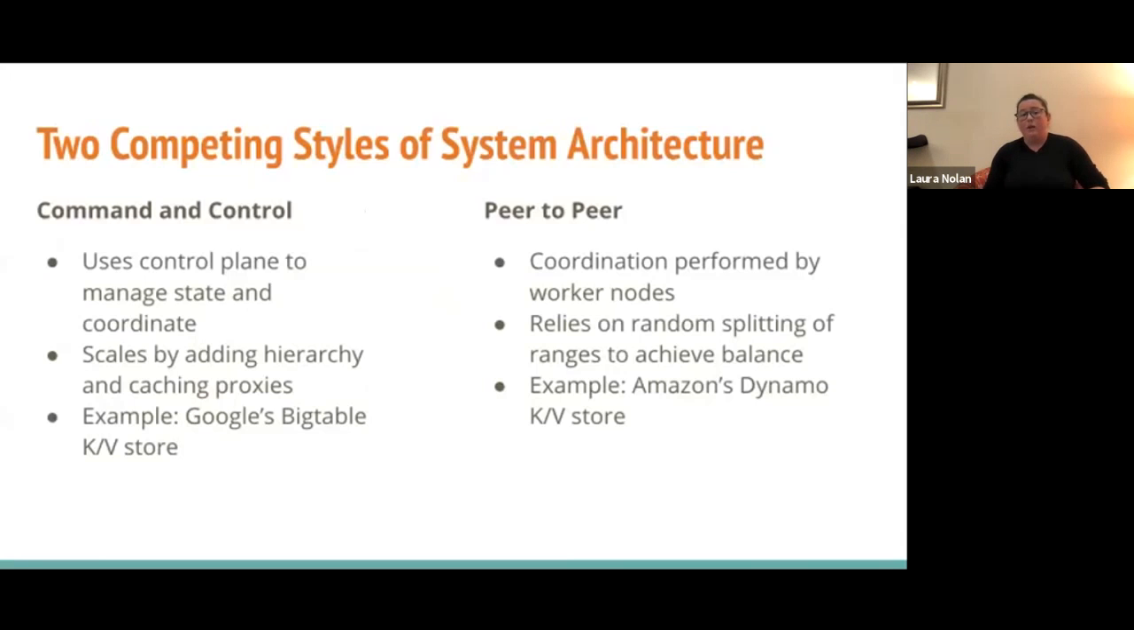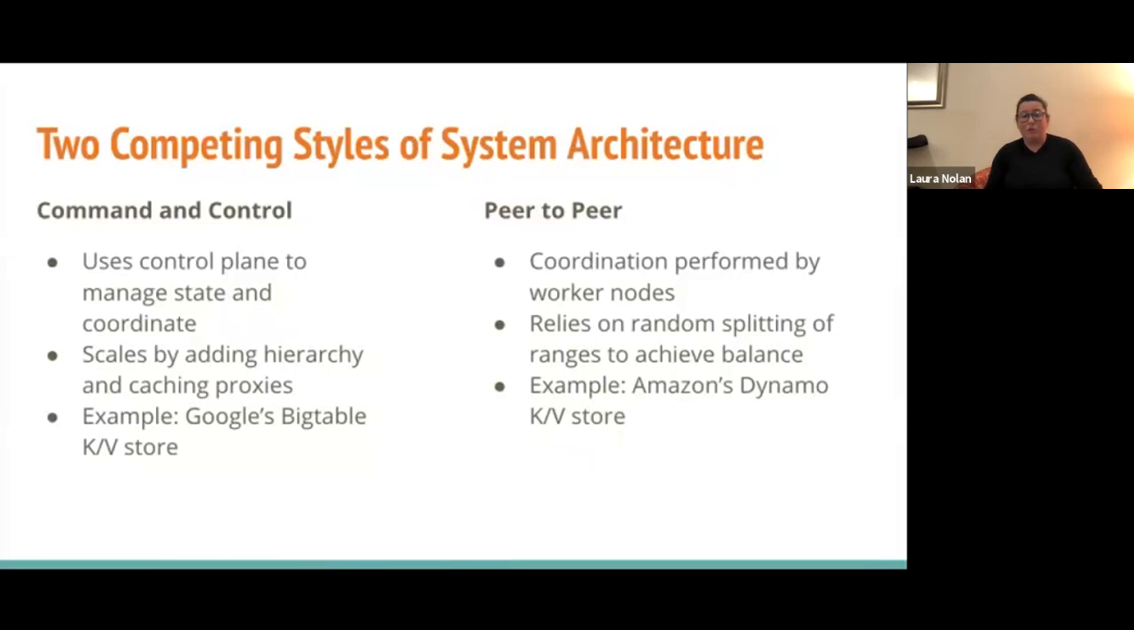So your command and control architecture, you have some sort of distinct control plane. You scale by adding hierarchy, maybe caching proxies. An example of this is Google's Bigtable key value store. Then peer-to-peer, you've got coordination performed by the worker nodes, so you don't have any special controller node. You do random splitting of ranges, using techniques like consistent hashing. You can coordinate by using peer-to-peer protocols. An example of that is Amazon's Dynamo key value store.